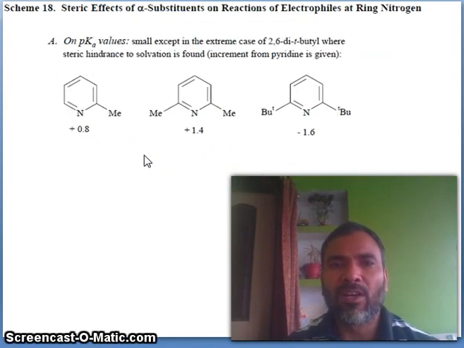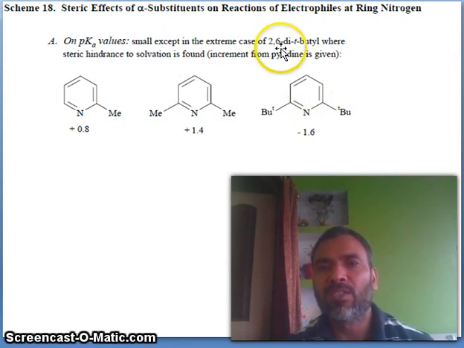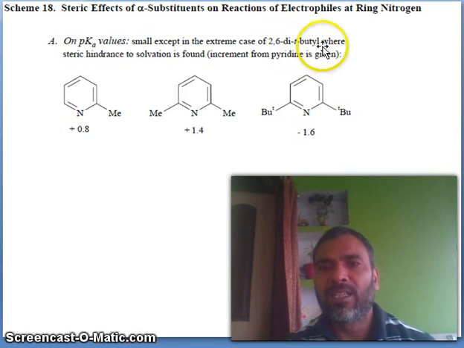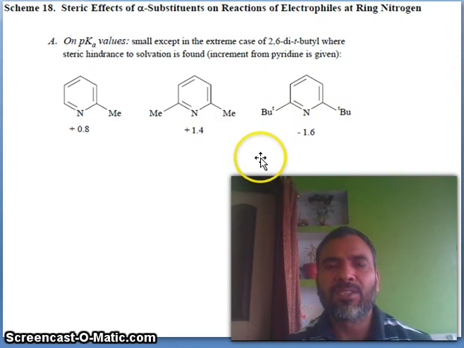Now, steric effect of alpha substituent on reaction of electrophiles at ring nitrogen. You see the ring nitrogen, near nitrogen. Now here one methyl, here two methyl, here tert-butyl. The effect on pKa value is small except in the case of 2,6-di-tert-butyl, where steric hindrance to solvation is found. Increment from pyridine is given. You see here the difference. Here tert-butyl, here methyl. Here more steric hindrance, here less. Due to this reason, this is the difference.